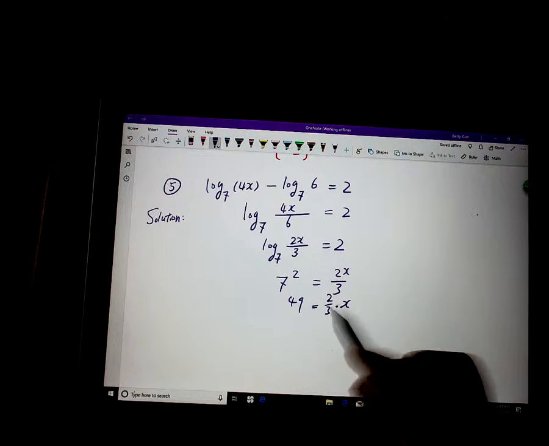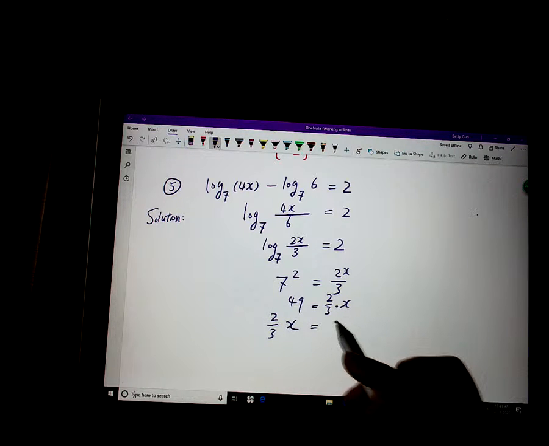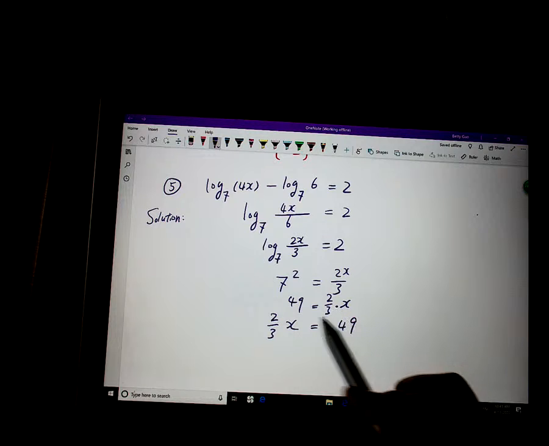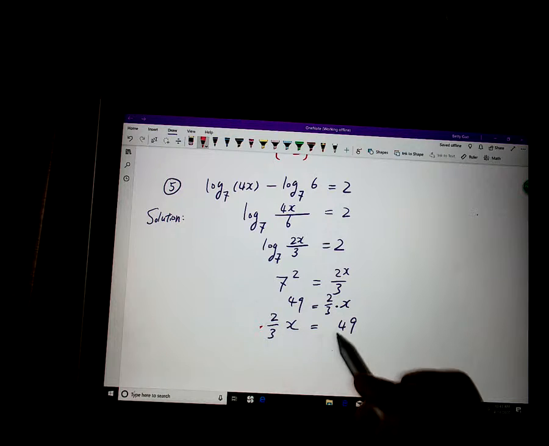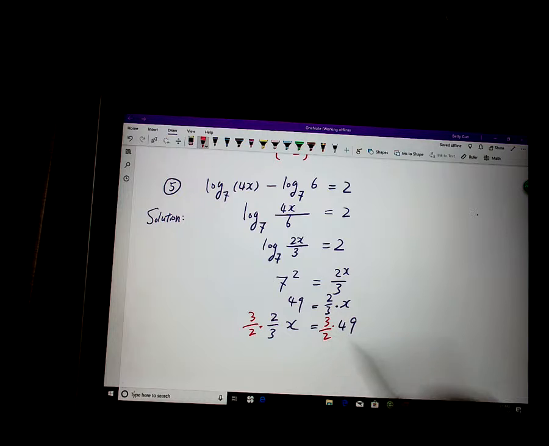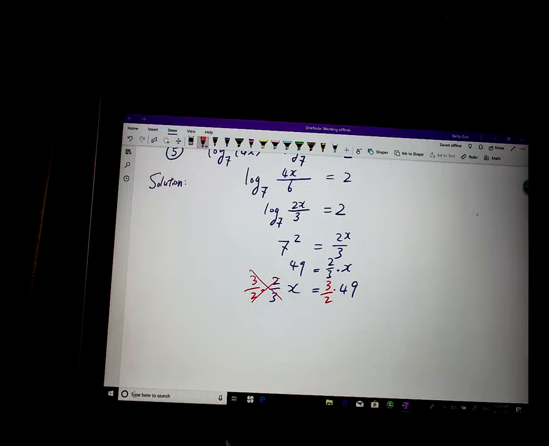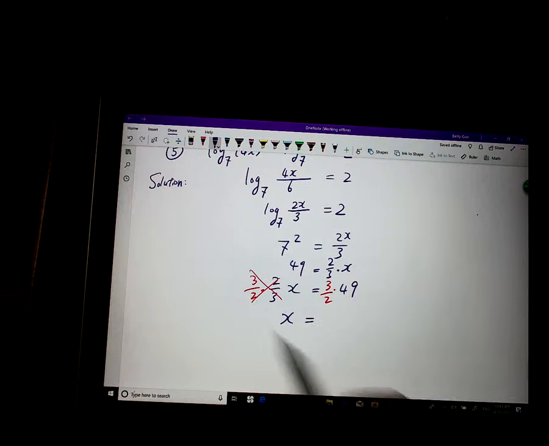How do we get rid of the coefficient of x? Let me switch the both sides, because sometimes we feel better. By convention, we get used to having the unknown variable on the left-hand side. So one more step to get a value for x. We need to get rid of the coefficient. The coefficient of x is 2 over 3. We are going to multiply both sides by the reciprocal of 2 over 3, which is 3 over 2. They cancel out, right? 2 over 3 times 3 over 2 equals 1. Then we have x isolated on the left-hand side.